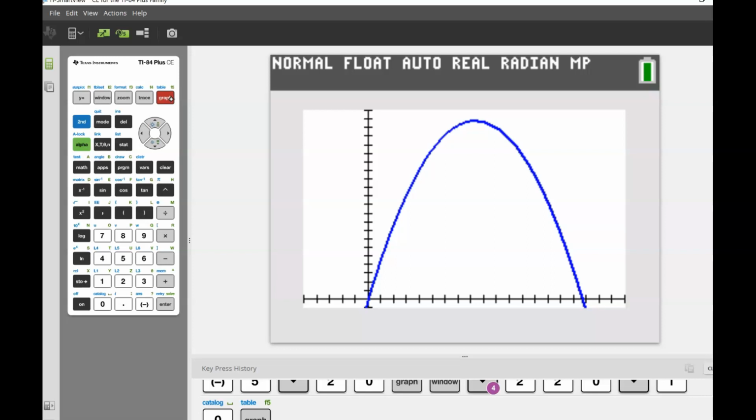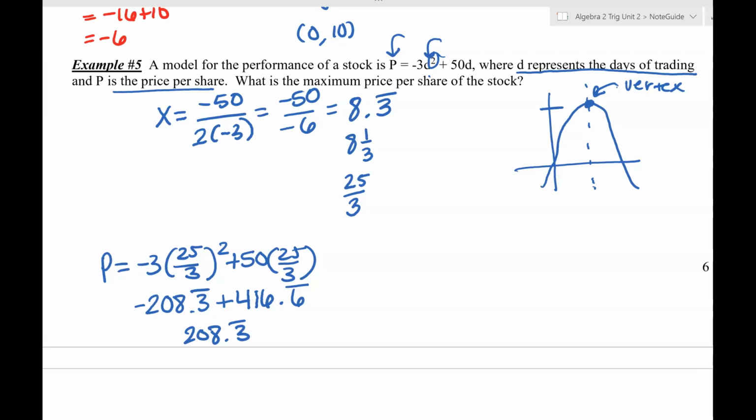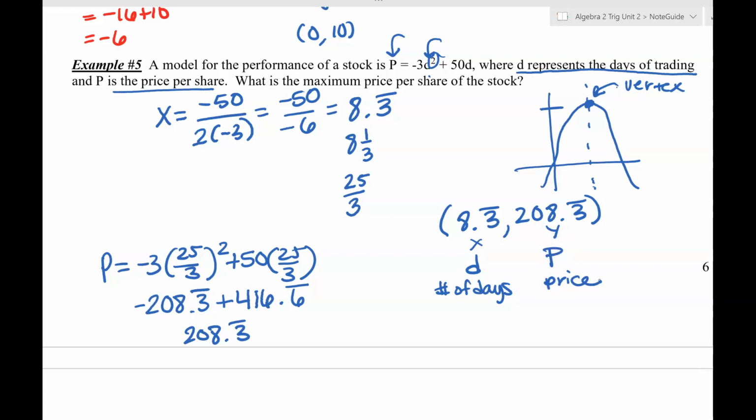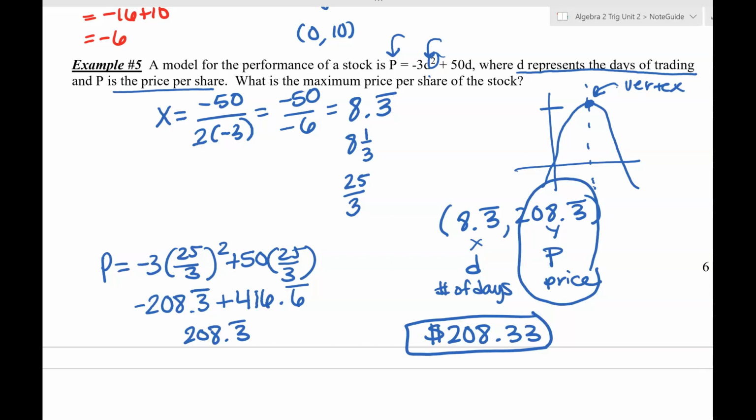However, we technically already found the vertex here in our calculation. So you can see sometimes the calculator tool is better and sometimes our work is better. We already found the vertex here, that it has this x coordinate of 8 1/3 and this y coordinate of 208 1/3. And then understand that our x coordinate in this case is the d, or the number of days that it's been trading. And our y coordinate in this case is the p, or the price per stock. And the question was, what is the maximum price? So the maximum price that we're getting is that maximum y value, and we'll call that $208.33 in this context.